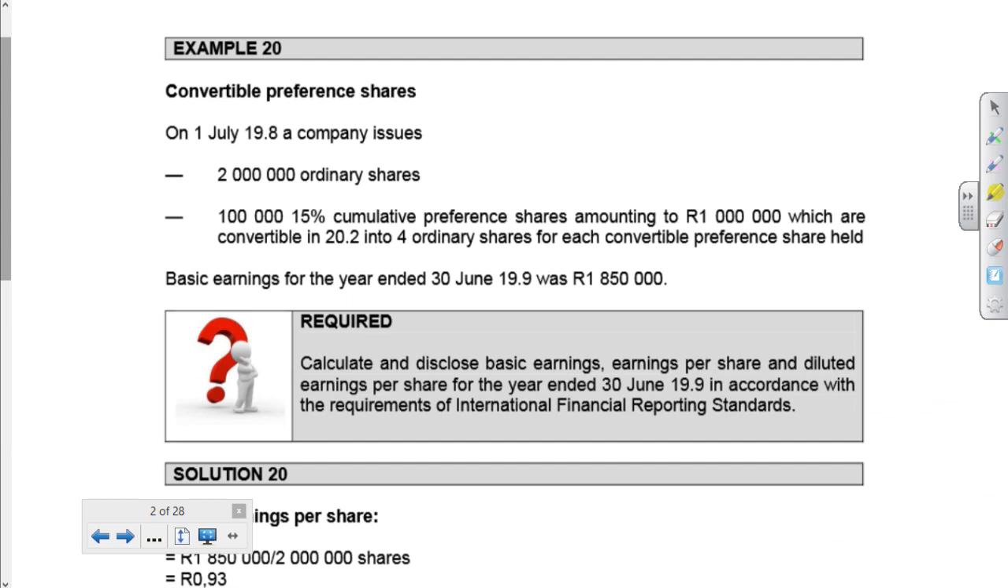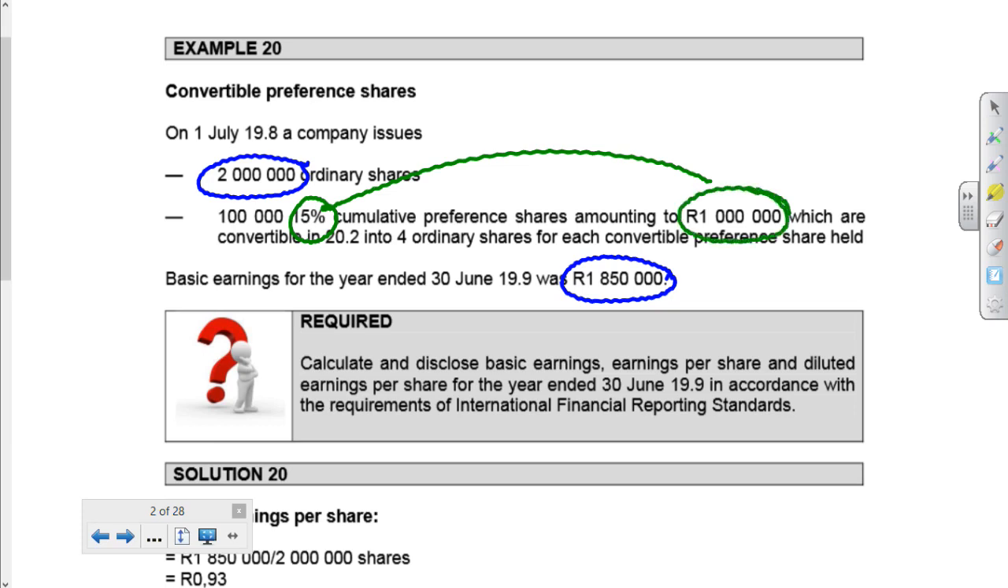Okay, so it says the company currently has 2 million shares in issue. Basic earnings for the year was this. So this is where I'm going to start my calc. Do you agree? I'm going to start with earnings of 1850 and profit and number of shares of 2 million. Then it says I have 100,000, 15% cumulative shares amounting to R1,000,000. The dividend is always based on the rands for a pref share. Yeah, 15% on the million is 150,000. They are cumulative, so it didn't actually matter whether I'd paid the dividend or not paid the dividend. I would have adjusted that 150 in this number. Do you agree? So now I'm going to add it on.